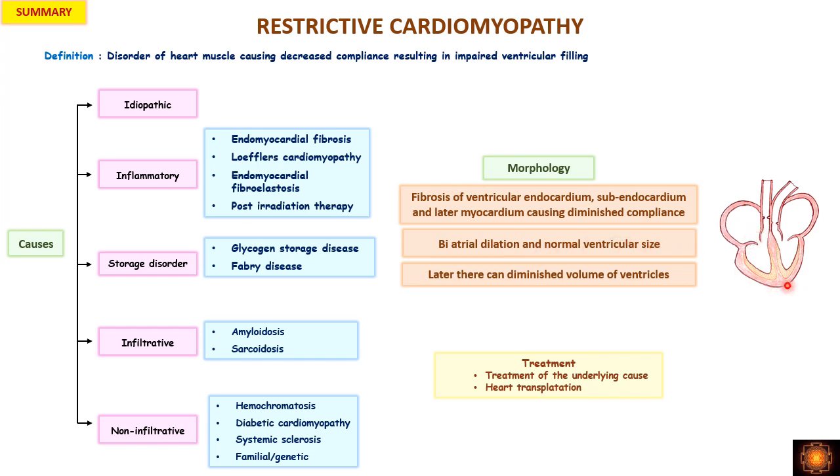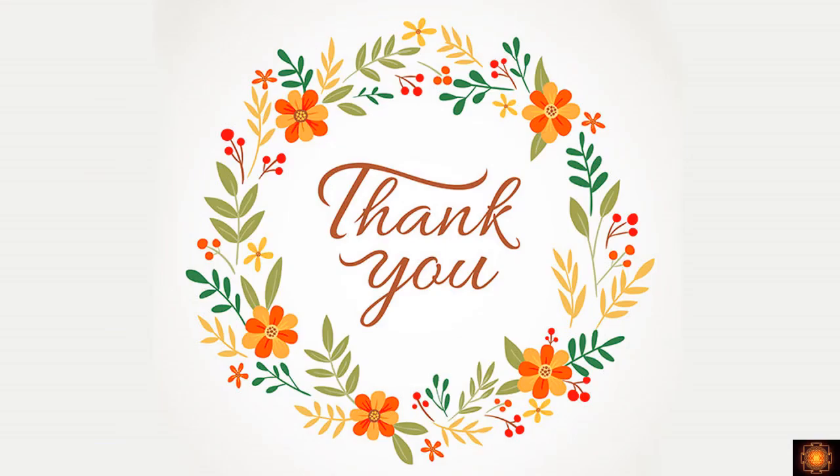Initially we have the ventricles of normal size. Later we can have the diminished volume of the ventricles also. So for the treatment part, either you have to do the treatment of the underlying cause, or if not possible, we have to go for the heart transplantation. So you have to remember the definition, the causes, morphology, and the treatment. So that finishes the restrictive cardiomyopathy.